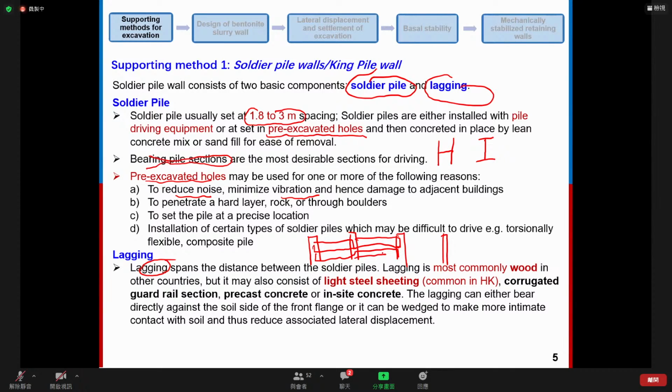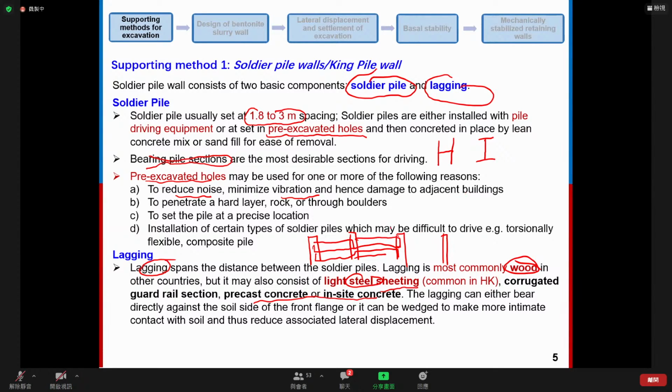Okay. Soldier piles can be made of wood or steel. Sometimes they can also be made of precast concrete. But in Hong Kong, we usually use steel sheeting as the legging. And legging can be installed in front of the flange of a pile.